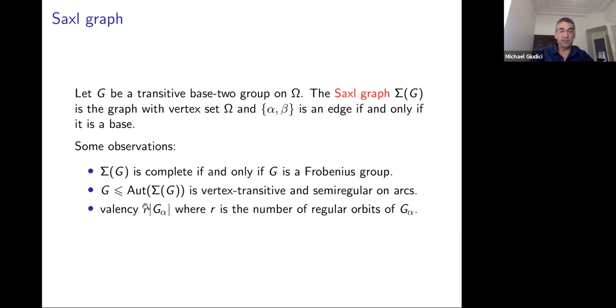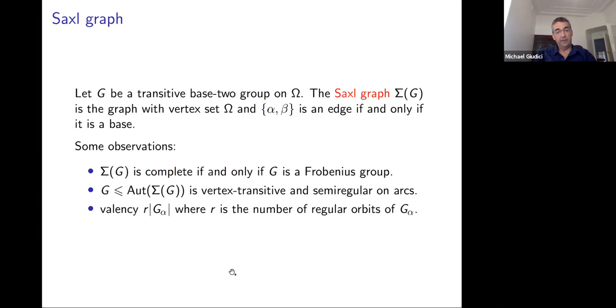The other obvious observation is that my group G acts on the set omega as a permutation group, and it will map bases to bases, and so therefore my group G is contained in the automorphism group of my Saxl graph. It's vertex transitive because we're assuming G was transitive to begin with, and it's also semi-regular on arcs, because the stabiliser of an arc is the stabiliser of the 2 vertices alpha and beta, such that alpha and beta form a base, and we know that's trivial. So I've got this vertex transitive graph.